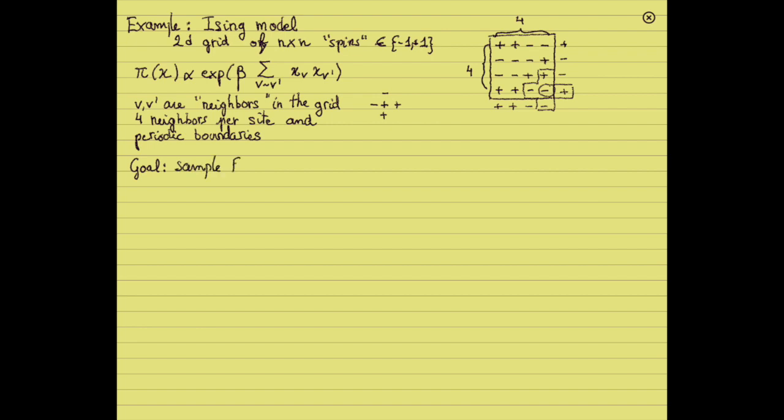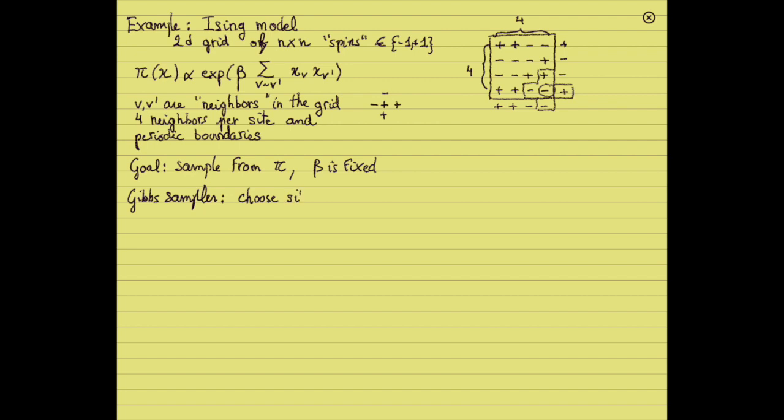So the goal is to sample from the distribution pi, of course, and we will do this with Markov chains. And we consider beta to be fixed. Beta is referred to as the inverse temperature in this context. Beta is a fixed constant, and we will consider a Gibbs sampler.